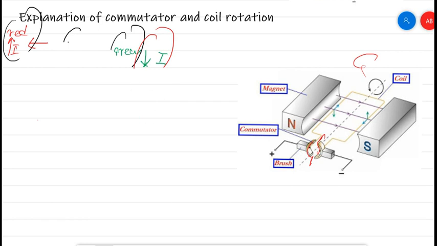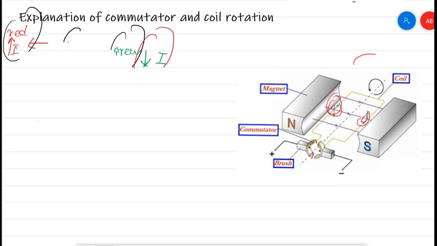Let's bring this here vertically. This one, the vertical position. What will happen? Both connecting points will come into the space. If they come into the space, it means there will be no current flowing in the rotor, in the armature.